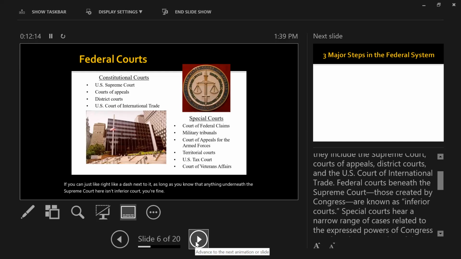These three: Court of Appeals, District Courts, and U.S. Court of International Trade. These three are called inferior courts. An inferior court is a constitutional court that is not the Supreme Court.